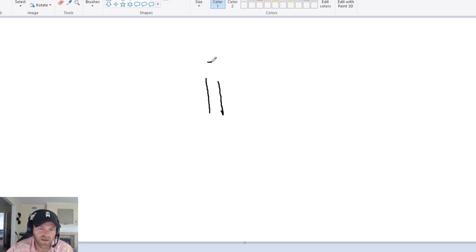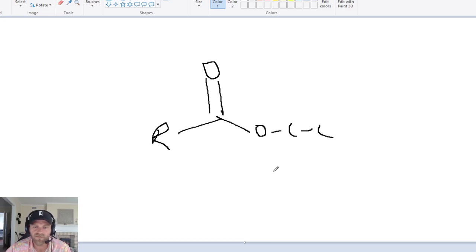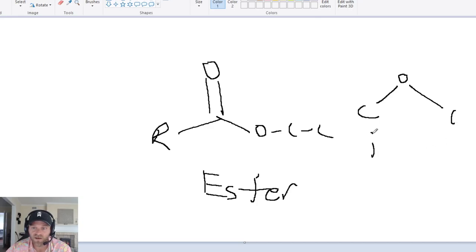If that carbonyl, remember this is still a carbonyl here, right? If this O is not connected to an H, but is connected to another carbon, and I'm going to put R over here or whatever, this is called an ester. Not to be confused with ether. We just looked at an ether. An ether is when it's an O, no double bond, just carbon over here, carbon over here. This is called an ether.